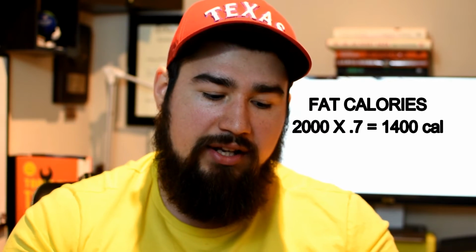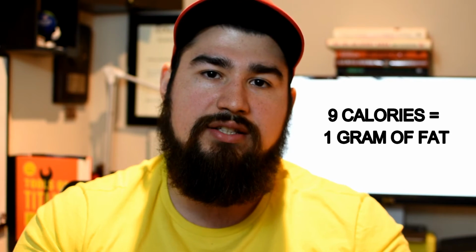Now, for someone who's taking in 2,000 calories and you want 70% of that to be fat, when you multiply 2,000 times 0.7, you're going to get 1,400 calories, right? So 1,400 calories are going to come from your fat. Now, if you divide that by 9, which is the number of calories per gram of fat, you're going to come up with 156 grams of fat.